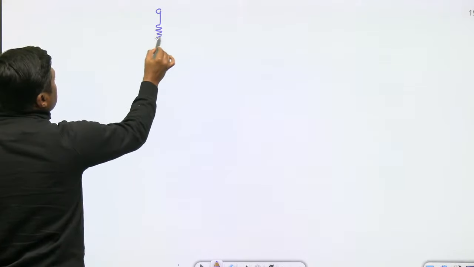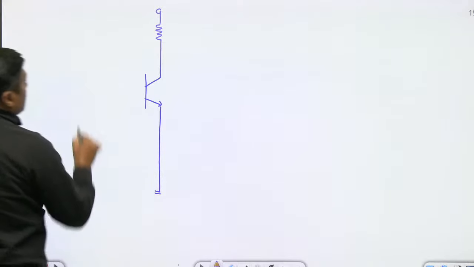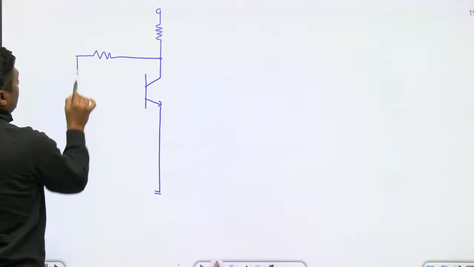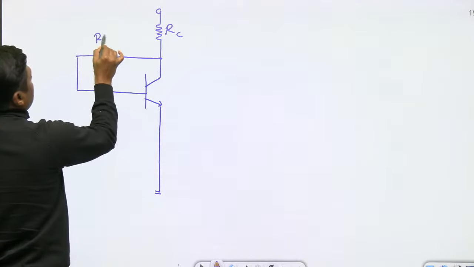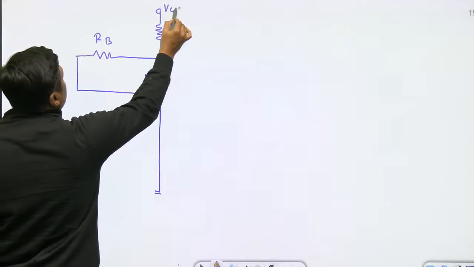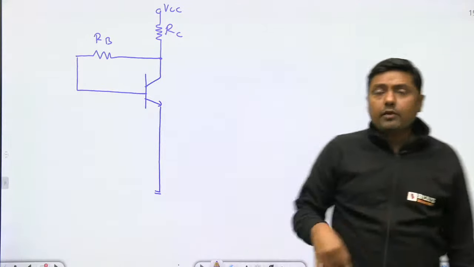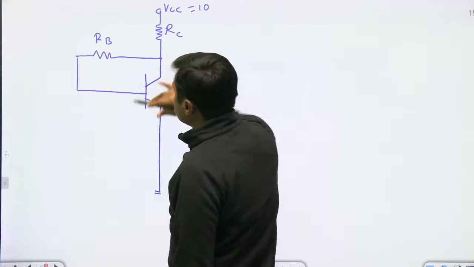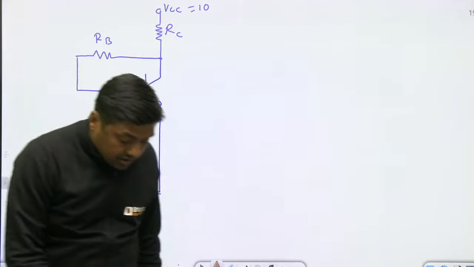In collector-to-base bias circuit, this R is connected between collector and what? Base. This is RC, this is RB, and this is what? VCC. Now tell me, what about the transistor? If the supply voltage connected here is 10 volt, then what about the transistor? Is it in cutoff, in active region, or in saturation region? Everyone.